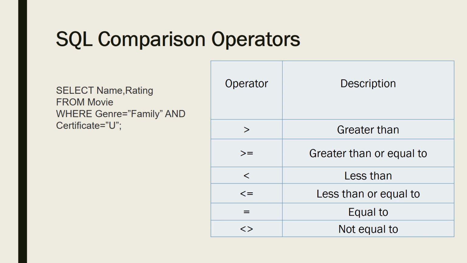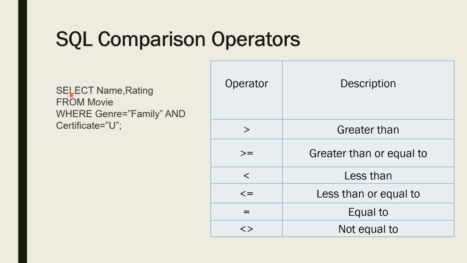SQL comparison operators. We can compare a lot of things through different operators. As you can see, there are multiple operators. We have already talked about the operators in our other videos as well, and these operators are the same in all the languages. This is greater than or equal to, less than or equal to, less than, and not equal to.